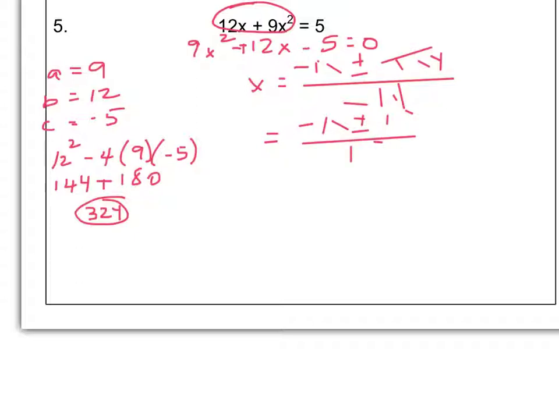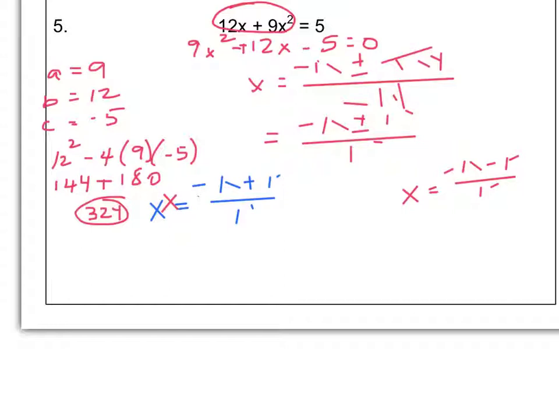So again, as you look at this, you're going to have two answers. I'm going to set this up two different ways. As a matter of fact, we'll write this in two different colors here. So x is going to equal negative 12 plus 18 divided by 18. And x is going to equal negative 12 minus 18 divided by 18. Now notice we don't have any more roots in here, so we do have to simplify this one.